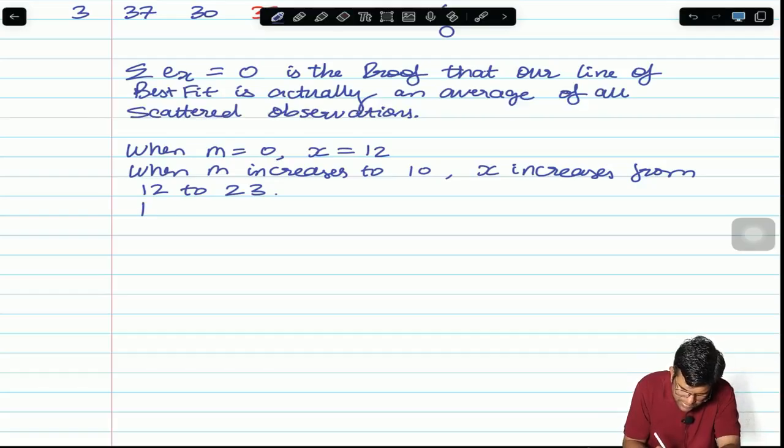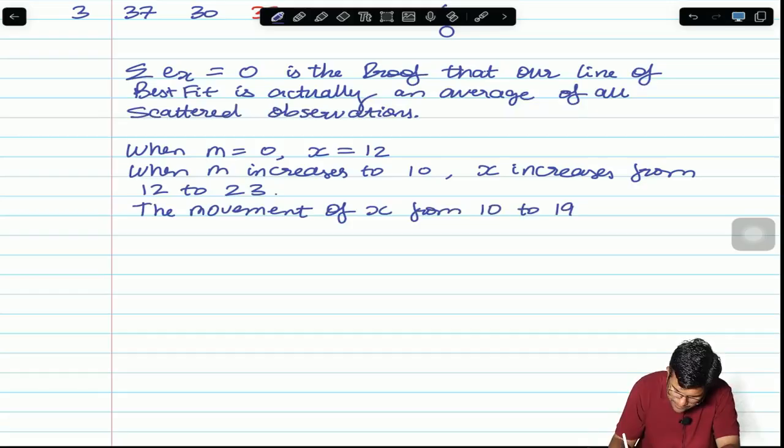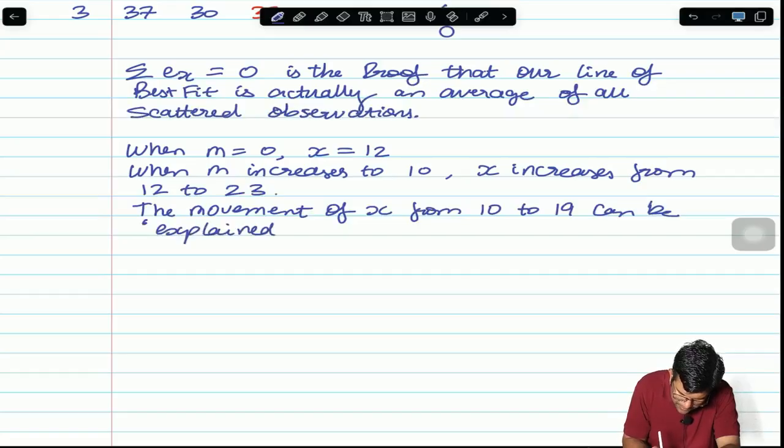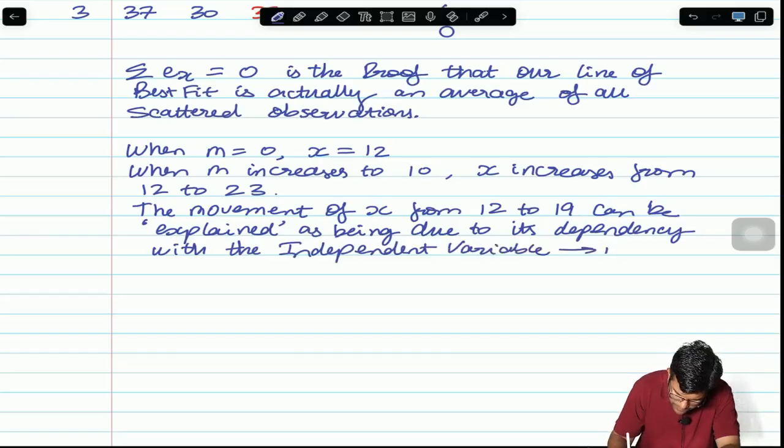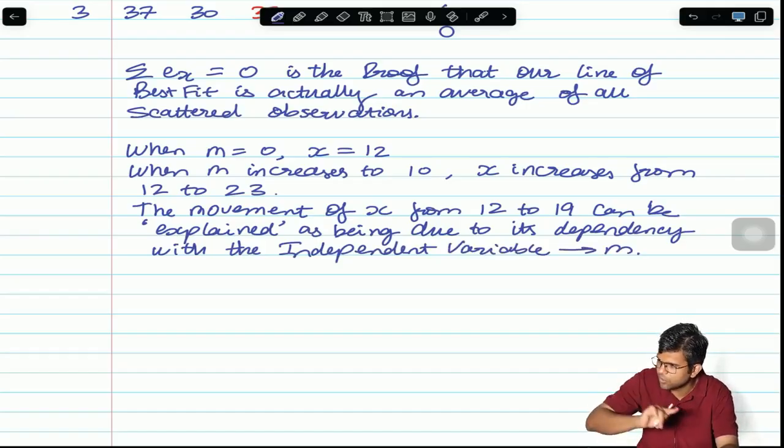Now see what I am writing. See if you remember yesterday's explanation. The movement of X from 12 to 19 can be explained as being due to its dependency with the independent variable M. It is happening because it's on the line, na? Till this point, X lies on the line, causing Rxm to be plus 1. You're understanding, no? It is on the line.